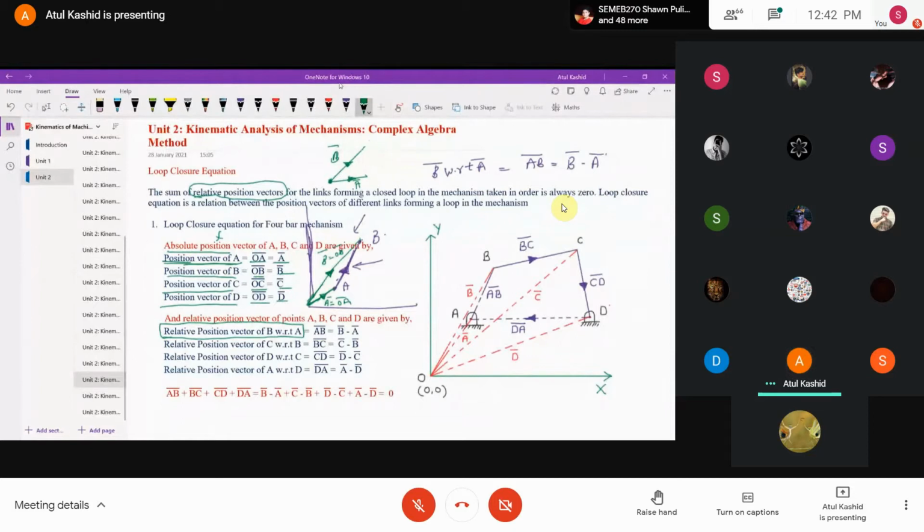Then we have another vector, which is AB bar, right? For this, I can write down the equation like this. AB bar will be equal to B bar minus A bar over here. B bar minus A bar, right? This is a very simple trick for how to write down the equation for AB bar.